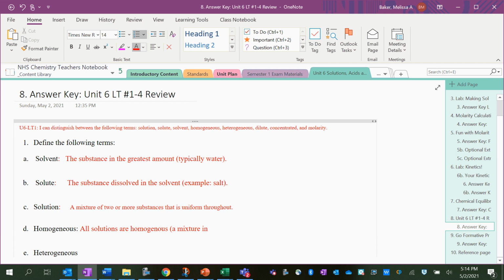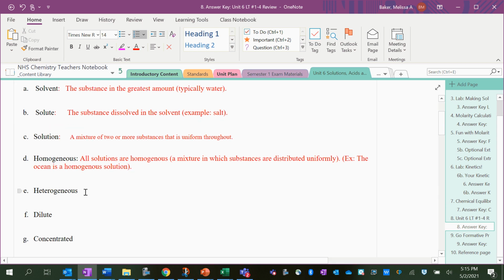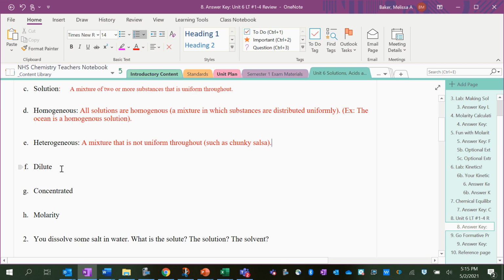A mixture in which substances are distributed uniformly. Example, the ocean is a homogeneous solution for the most part. I mean, if you're talking about an area of the ocean where there's a bunch of fish mixed in, well, then that would be heterogeneous. But usually you're talking about a mixture that is not uniform throughout, such as chunky salsa. You might take one bite of the salsa and get a lot of jalapeno, and you might take another bite and not so much.